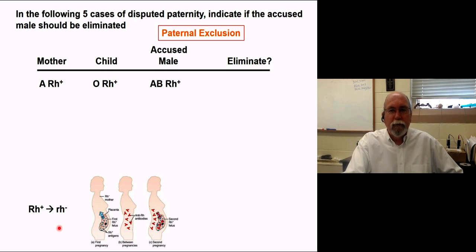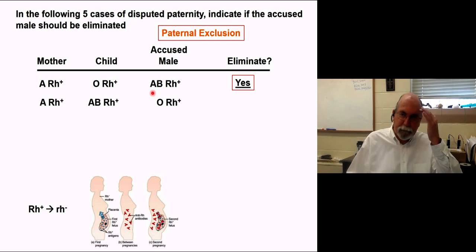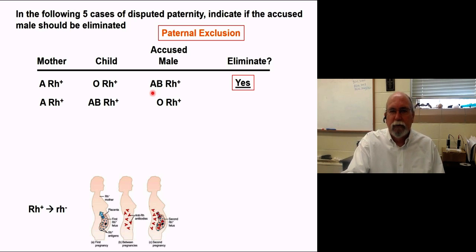Now, Rh positive, absolutely, that fits. So in our case, he would be excluded based on the ABO blood group. Right? If we take the next one, we've got the same mother. We've got an O potential male, and then we've got the AB child. So we've switched these, but AB child, okay?